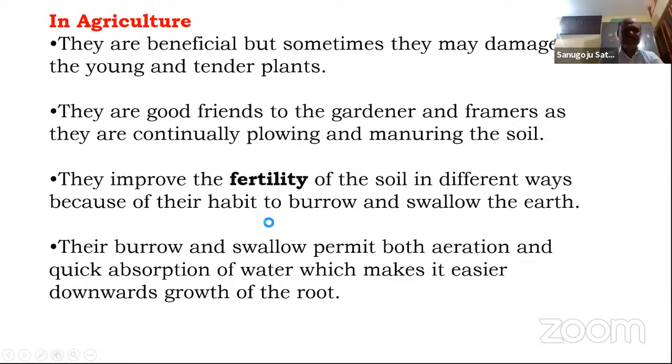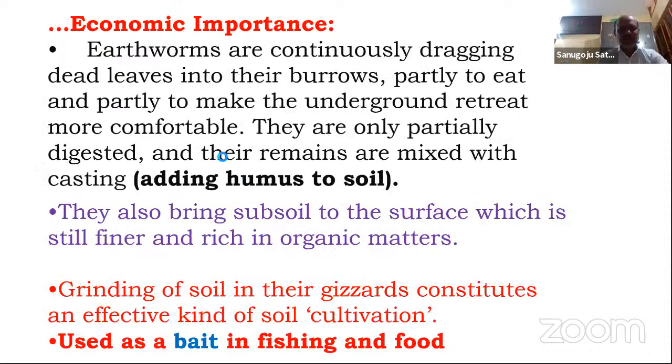If the soil is barren, automatically, if earthworms enter the soil layers, the fertility of the soil can be raised. Their burrowing and swallowing permit both aeration and quick absorption of water, which makes easier the downward growth of the roots. That means these are helpful to plants in agriculture. Aeration is helpful for plant growth.